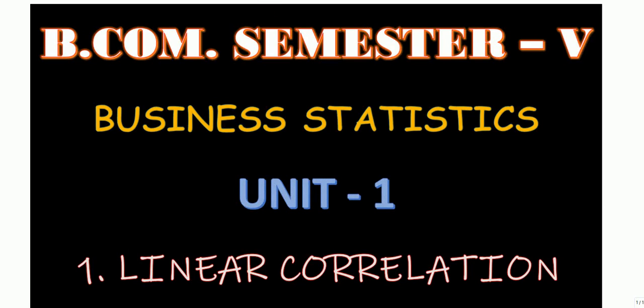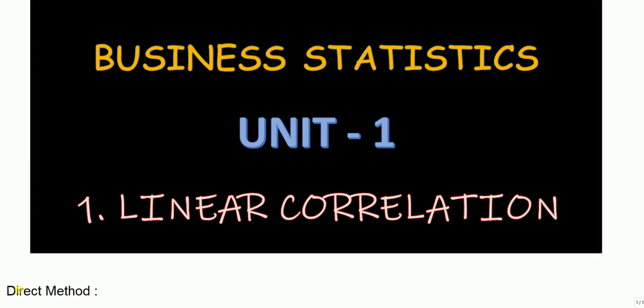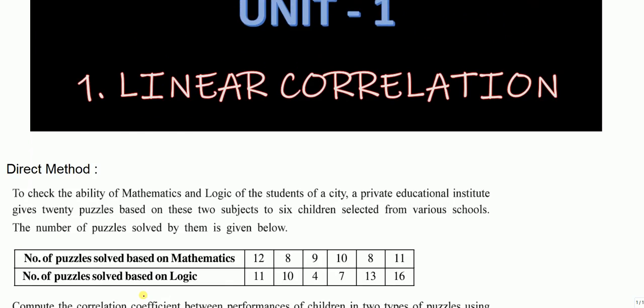Hello students. Now in BCom semester 5 business statistics unit number 1, our first chapter is linear correlation. In the previous lecture we completed our first method, when x bar and y bar are integers. Right now we are going to start the direct method. The direct method can be used when observations of x and y are very small. See, this is our example.